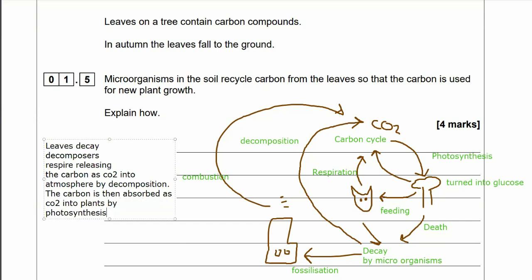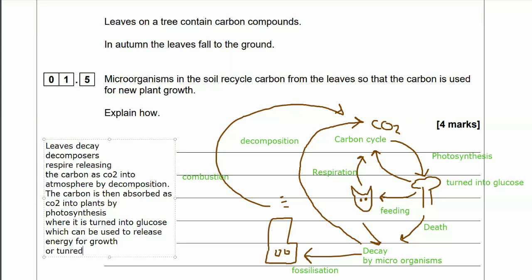So the key to any question on the carbon cycle is knowing this carbon cycle off by heart in your head, and then just fitting it to the question at hand. And you can use this diagram in your head to explain every single question on the carbon cycle. So learn this, guys. Very, very important.